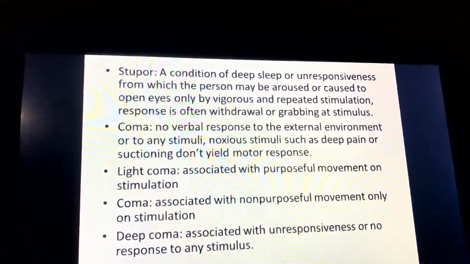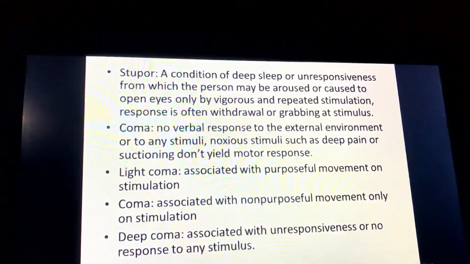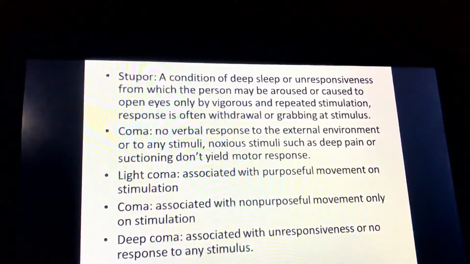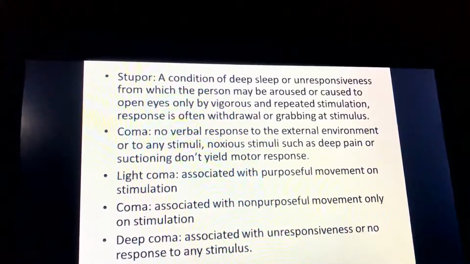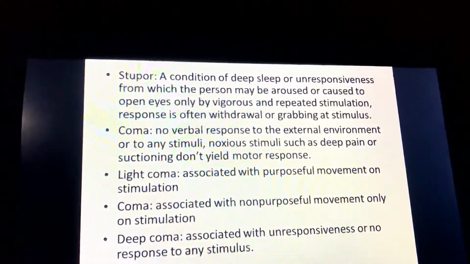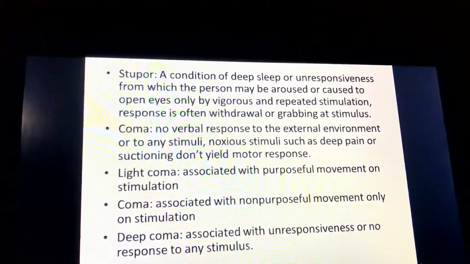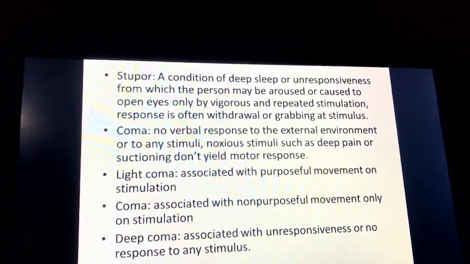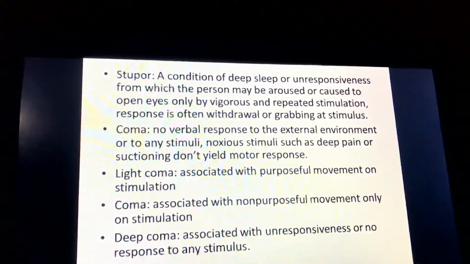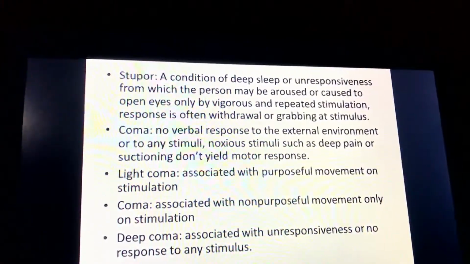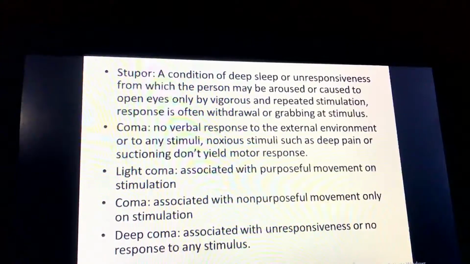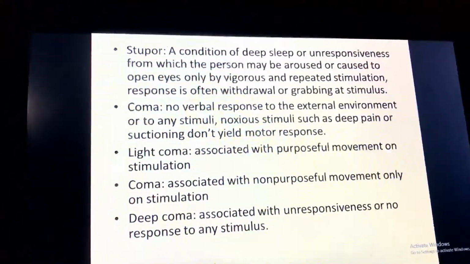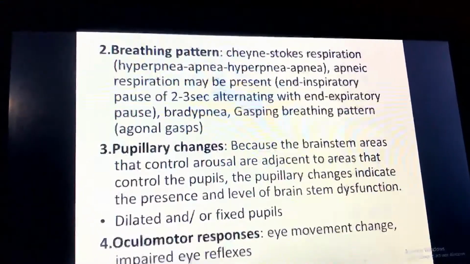You can see that is a light coma and a deep coma. In light coma, the client has purposeful movement, some movement on stimulation. In coma, the client has non-purposeful movement, or movement only on stimulation. In deep coma, there is unresponsiveness or no response to any stimulus. You can see how to differentiate those terms, and we will use them in clinical practice.